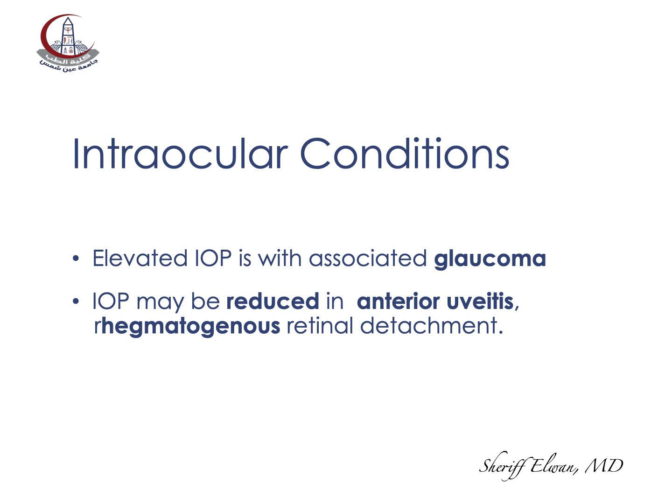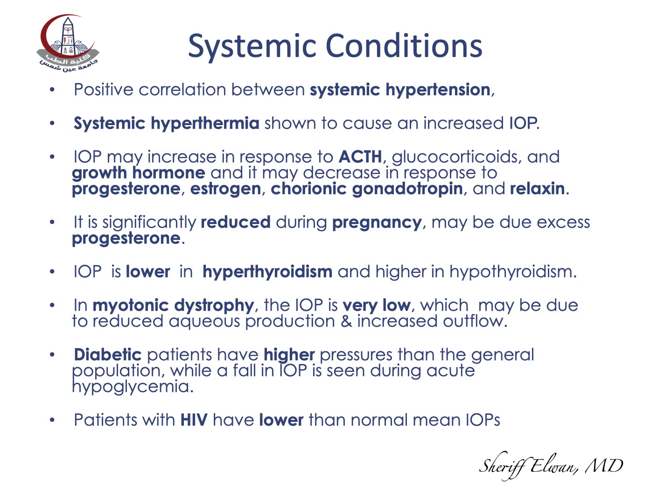Elevated intraocular pressure is associated with glaucoma, and this is a well-known fact. Intraocular pressure may be reduced in anterior uveitis and in rhegmatogenous retinal detachment. There are some systemic conditions that may be associated with changes in the intraocular pressure, like a correlation with the systemic arterial hypertension, systemic hyperthermia, that may increase the intraocular pressure.